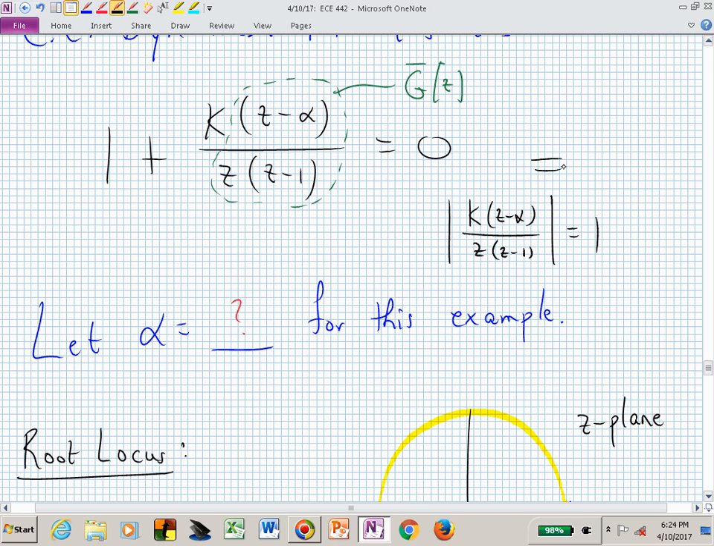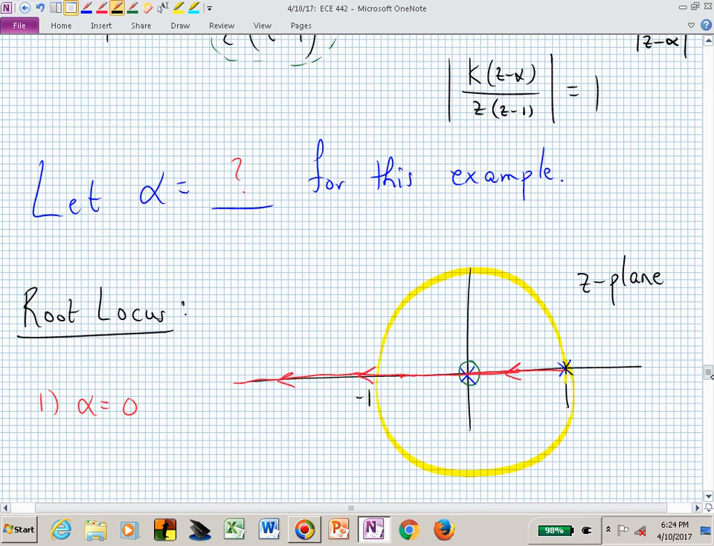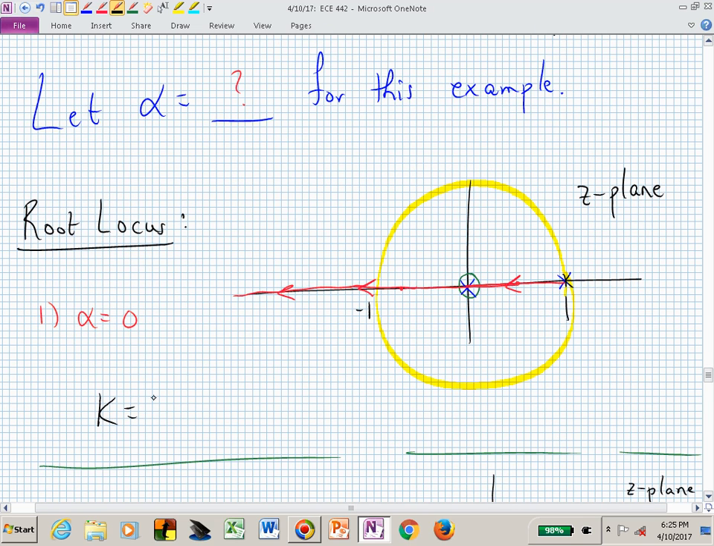So if I now solve that for k, I now have that formula for my magnitude of k. And I can plug in different values of z. I've actually set alpha equal to 0, so those 2 z's at the origin cancel in this example, in this case, and I just have k equal to the magnitude of z minus 1. So that now, if I looked at that, k is equal to the magnitude of z minus 1.